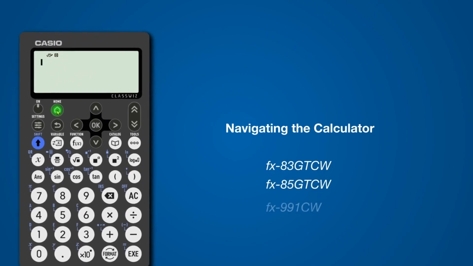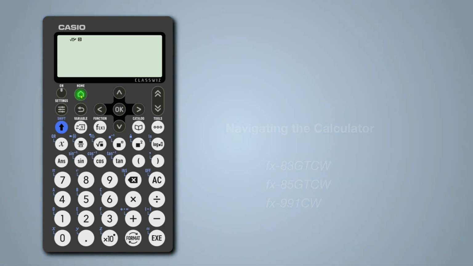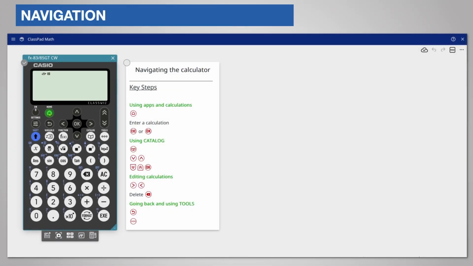This video will help you to navigate around the calculator. You will find the key steps on the screen and I will demonstrate this live. Use the Home key to select an app. Highlight the app you want and choose it with OK.